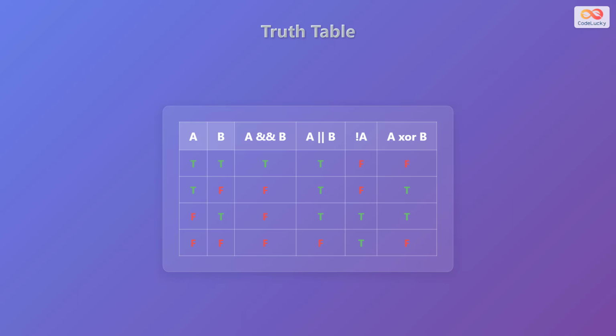If A is true and B is false, A AND B is false, A OR B is true, NOT A is false, and A XOR B is true. If A is false and B is true, A AND B is false, A OR B is true, NOT A is true, and A XOR B is true. If A is false and B is false, A AND B is false, A OR B is false, NOT A is true, and A XOR B is false.